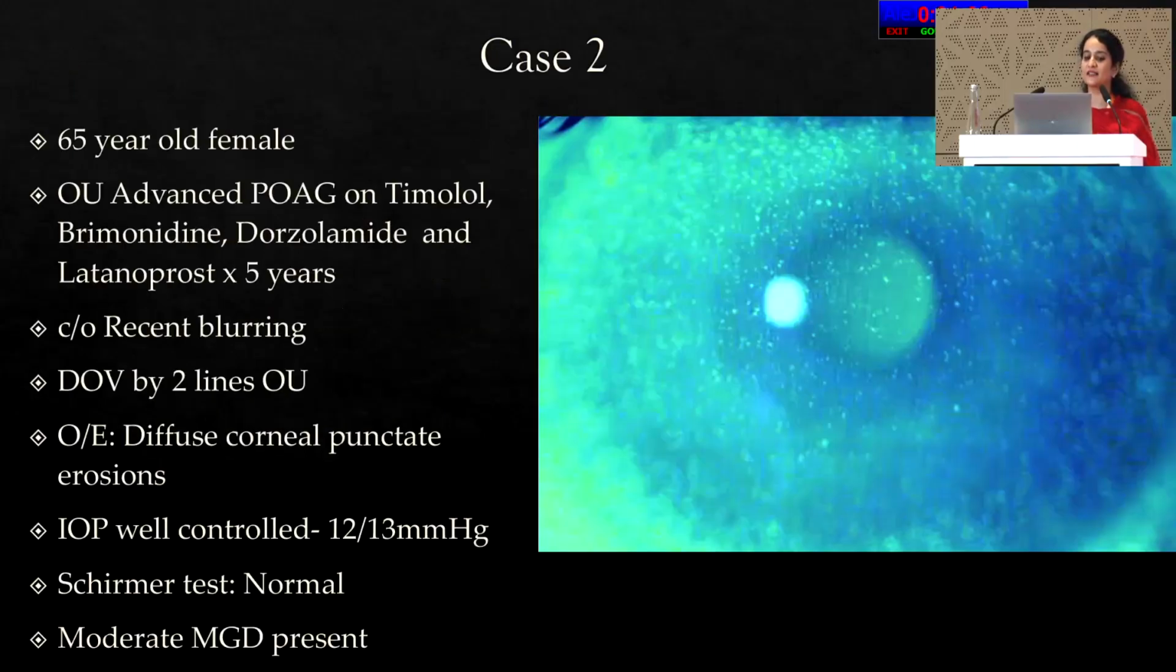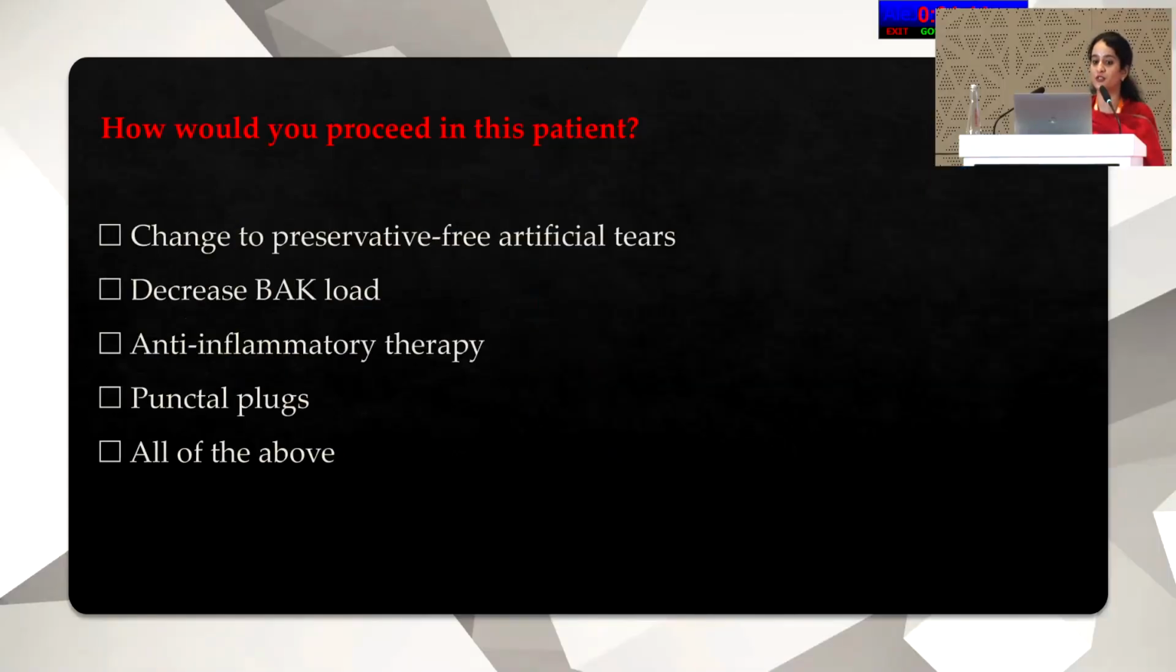All right, this is the second case. A 65-year-old female, both eyes have advanced glaucoma, as you can see on 4 AGMs. Recently has decreased vision, blurring, a decrease of two lines of vision, but the cupping is stable and the intraocular pressure is well controlled. Schirmer test is normal and moderate MGD is present. As you can see over here, you can see multiple punctate erosions. What would you think is the next step for such a patient?